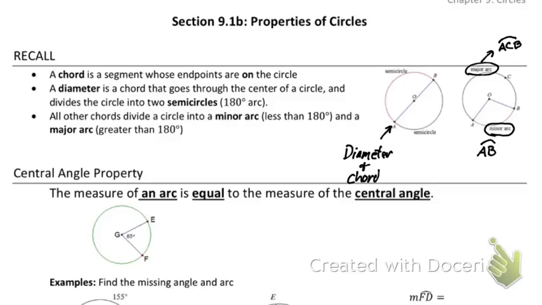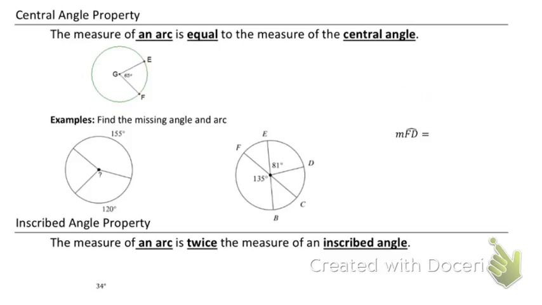All right, so we said a diameter cuts our circle at 180 degrees, right? So this angle right here is 180 degrees. How many degrees are in a circle? 360. So how many degrees would this arc be? Yeah, it'd be 180, which leads us to our next point with central angle properties.